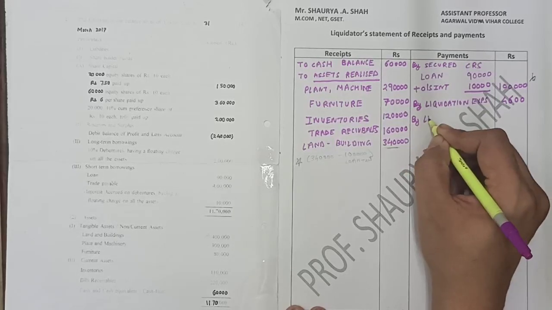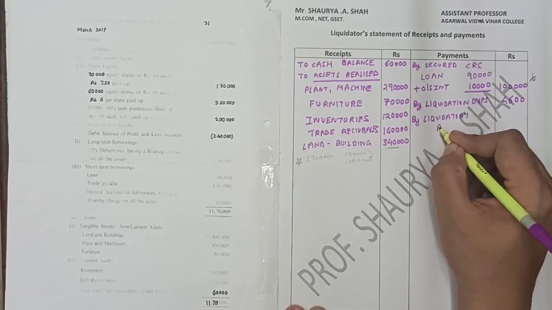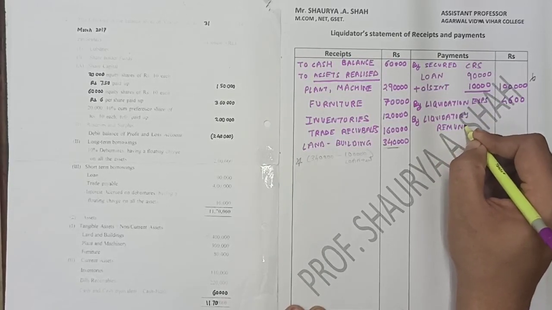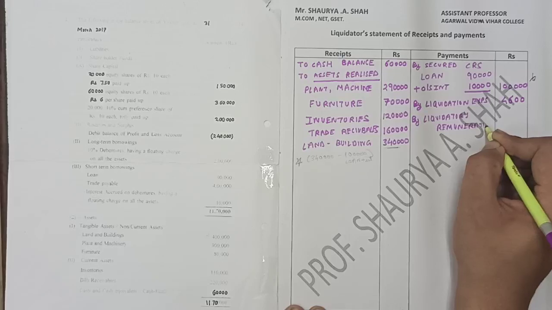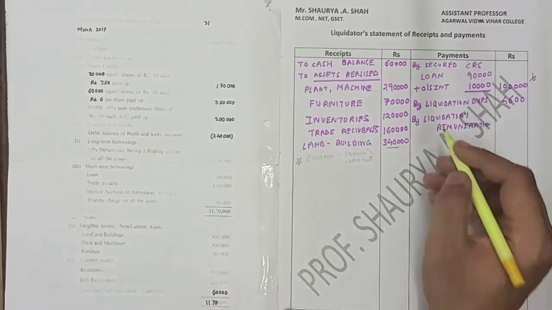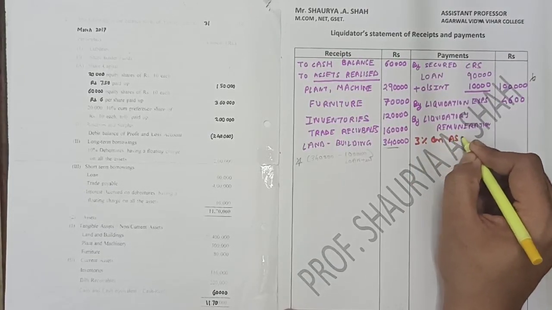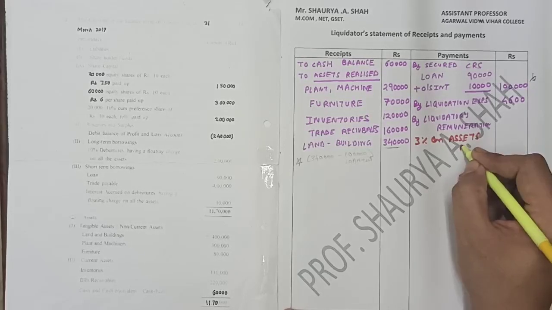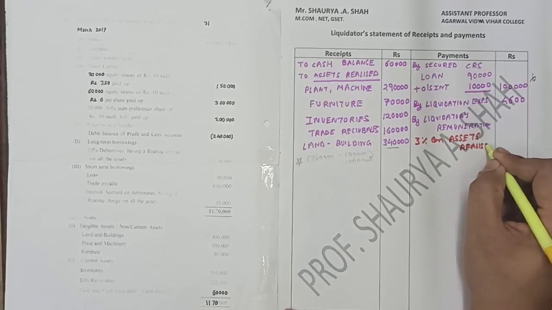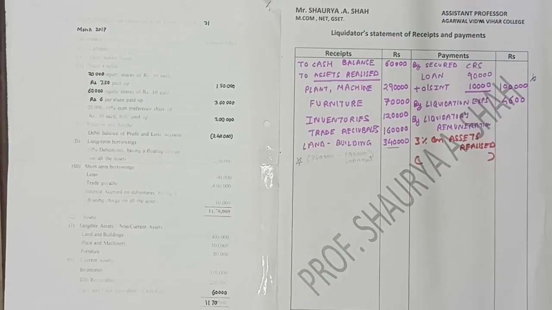So by liquidator's remuneration, two types of remuneration, dear students, you have to pay, right? So two types of remuneration, which are they? The very first is remuneration to be paid on assets realized except cash and bank. So how much is the remuneration? It is 3% on assets realized, right? So how much is my assets realized? We will calculate it. Fine.